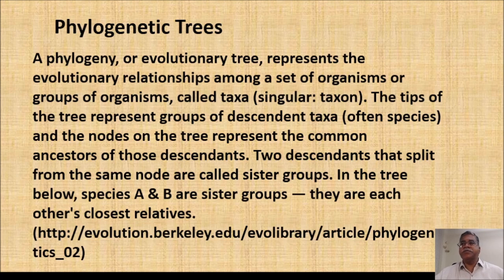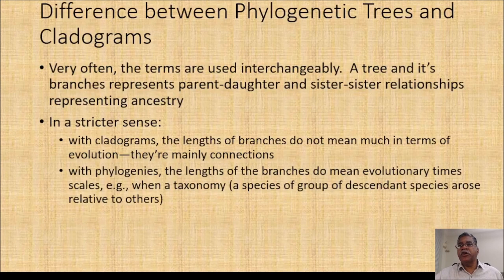The tips of the tree represent the descendants, and the nodes represent the original parents. Two descendants that split from the same node are called sisters, right? So for example, if you look at this, you'll see that A and B are sister groups. And then very often the terms are used interchangeably. What's the difference between a phylogeny and a cladogram and its branches? But strictly, the lengths of the branches do not mean much in evolution.